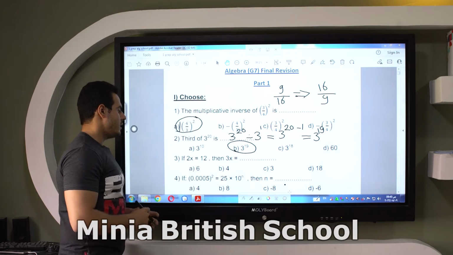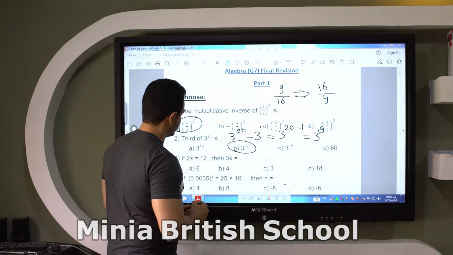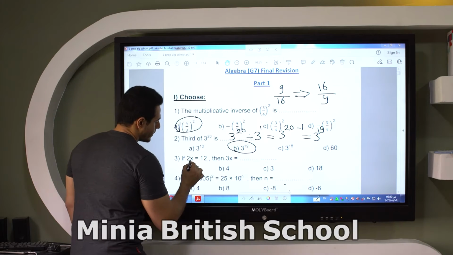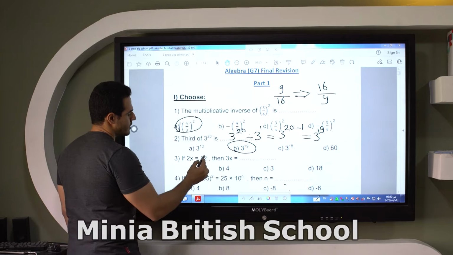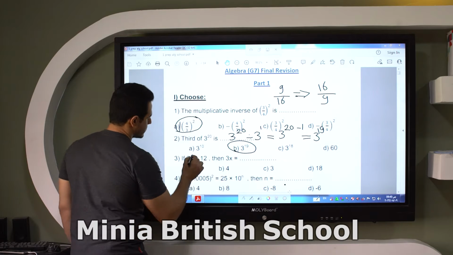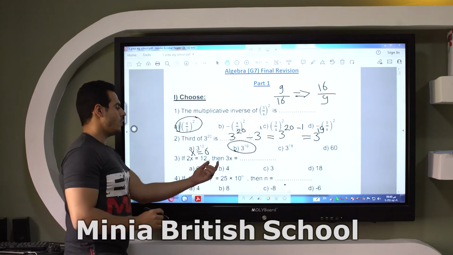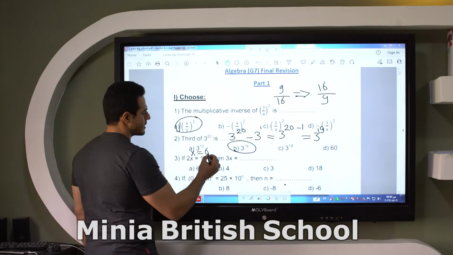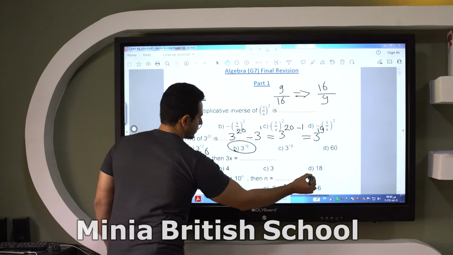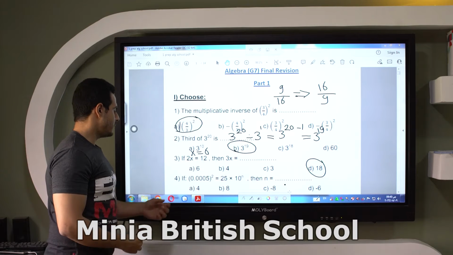Okay, number 3, if 2x equals 12, then 3x equals what? I will find the value of x from this equation. 2x equals 12, so x equals 12 divided by 2 equals 6. Now we want to find 3x. 3x, that means 3 times 6 equals 18.